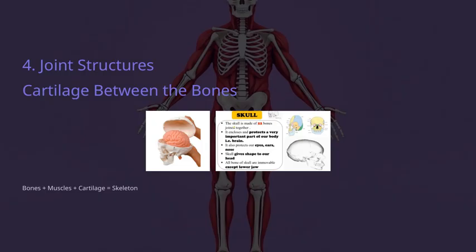When we combine bones, muscles, and cartilage, we get our skeleton, which provides support, shape, and protection to our bodies. The bones serve as the framework, muscles enable movement, and cartilage ensures that joints move smoothly without damage. Understanding these components and how they work together is key to appreciating how our bodies move and stay healthy.